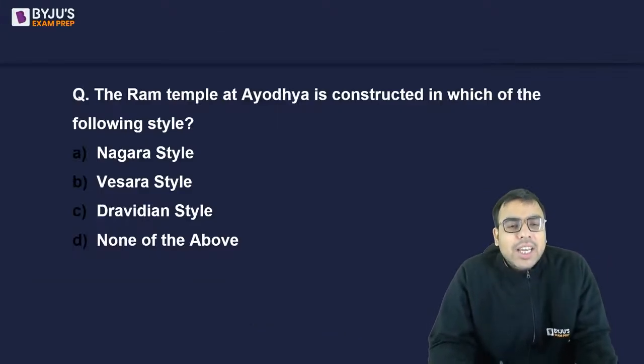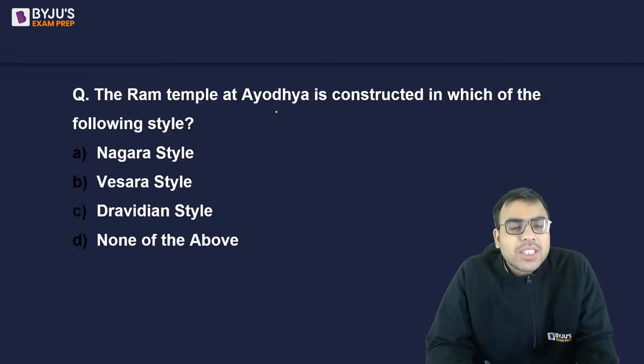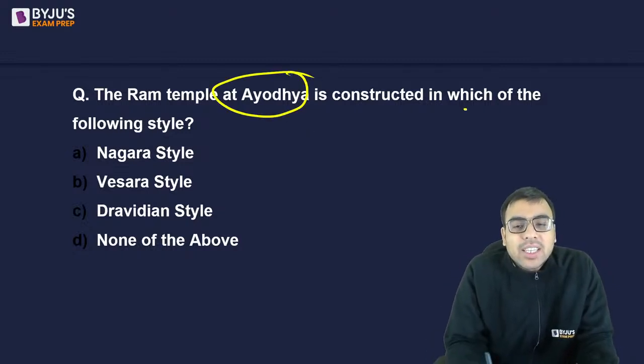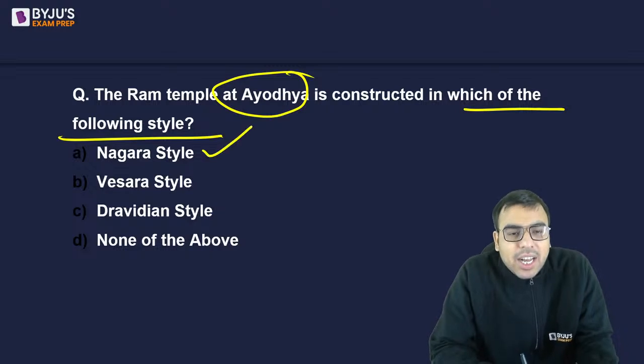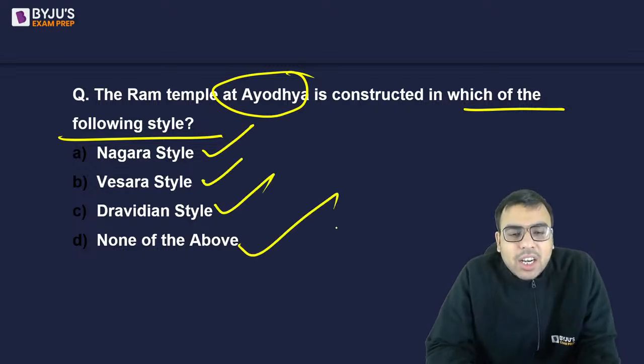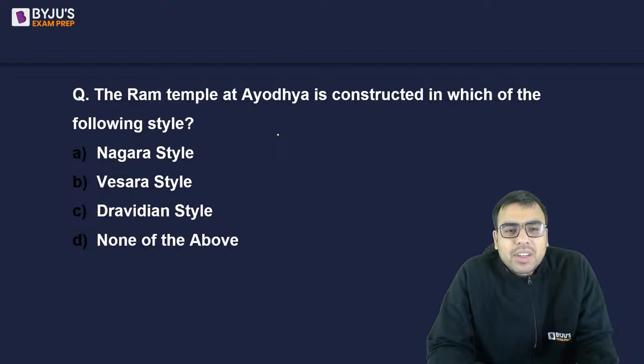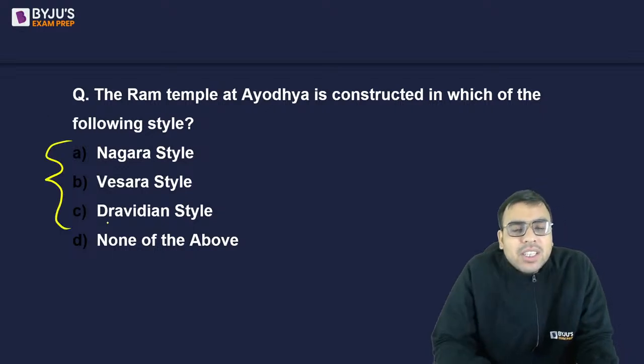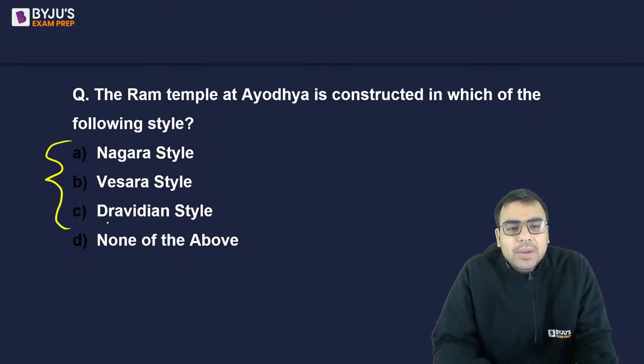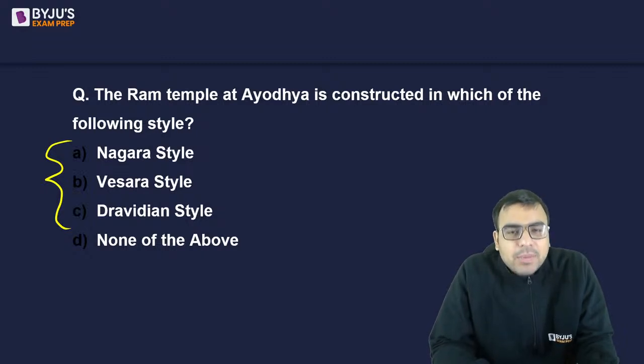Since we are talking about this, now the question is: the Ram Temple at Ayodhya is constructed in which of the following styles? Nagara style, Vesara style, Dravidian style, none of the above. ये बताइए तो, कौन से स्टाइल का टेम्पल बनाया गया है? Actually, इंडिया में यही तीन स्टाइल फेमस हैं. These are the three styles which are famous in India as far as temple designing or temple structure is concerned. So please tell me, the Ram temple that was inaugurated yesterday is built in which style? Anyone?